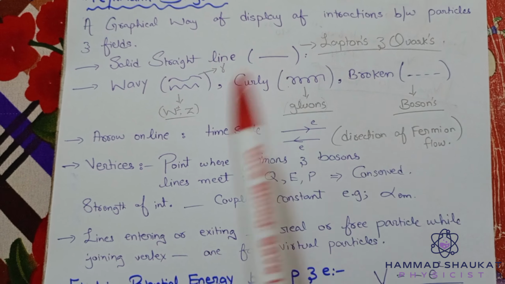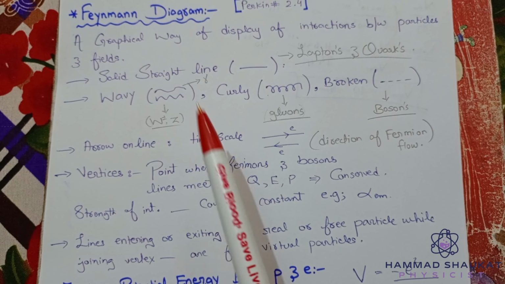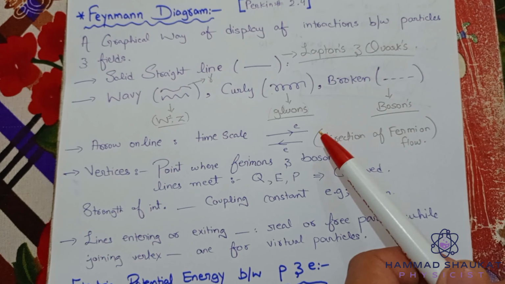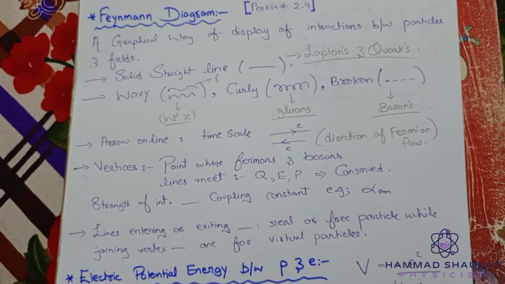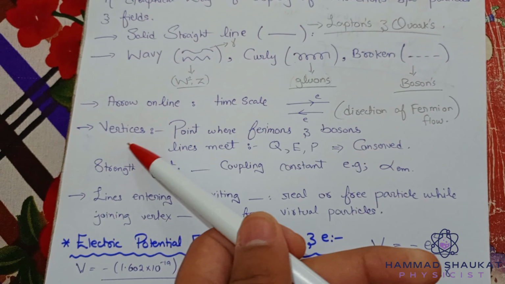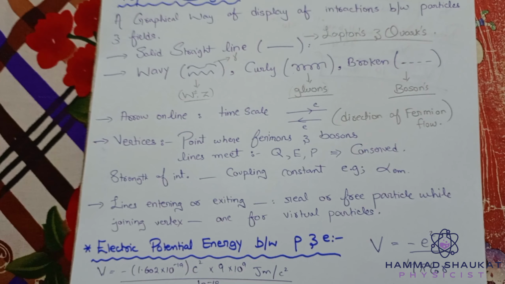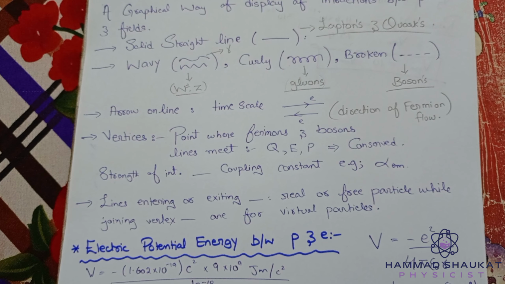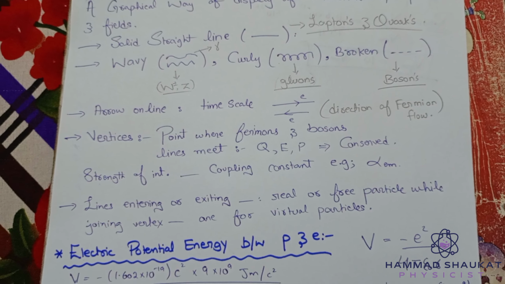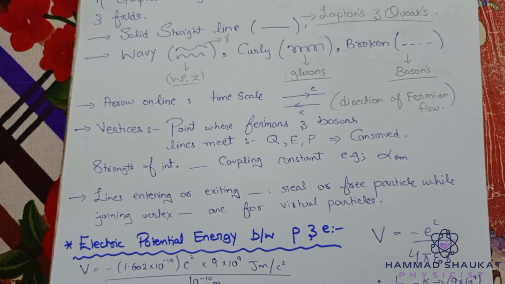Similarly, an arrow on a line basically tells about the time direction. You can also say the arrowhead on a line denotes the direction of fermion flow, where your fermion flow is going. And there are also vertices, as every graph must have vertices. These are points where fermions and bosons meet. The point where your fermion or boson meets each other is basically the vertex. This is the actual point.